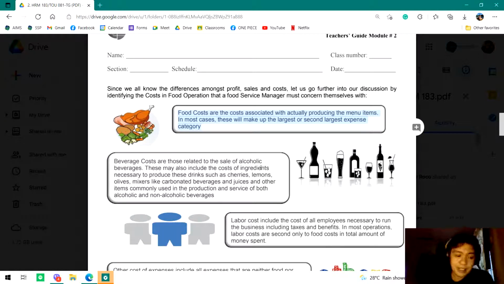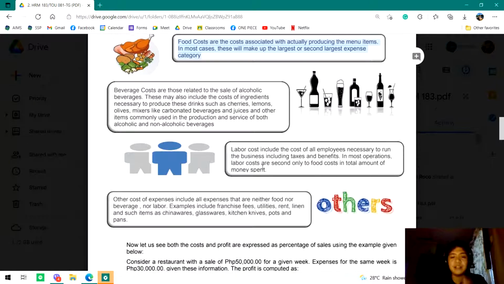Anything that is related to food, to producing the food, operating, lahat ng kailangan mo para makapag-produce ka ng pagkain, food cost yun. So, kasama dyan yung mga different kinds of foods natin, kasama dyan yung mga equipments, kasama dyan yung mga different needs mo na nakabilong siya sa food items.